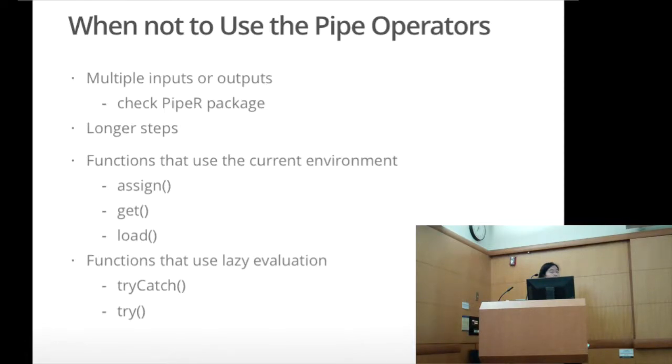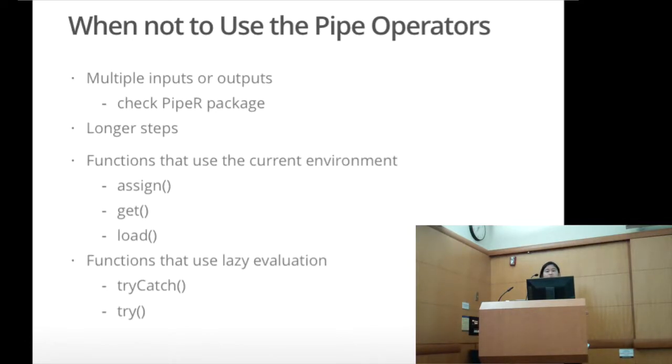So the magrittr package only has these four operators, and it's very useful. There are some cases where I don't recommend using a pipeline operator. One is what if you have multiple inputs or outputs? In this case, what do you recommend? If you have multiple inputs or multiple outputs, what's the option we should choose?